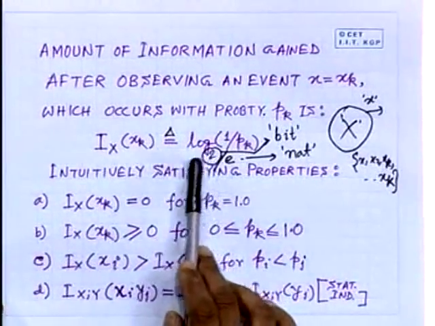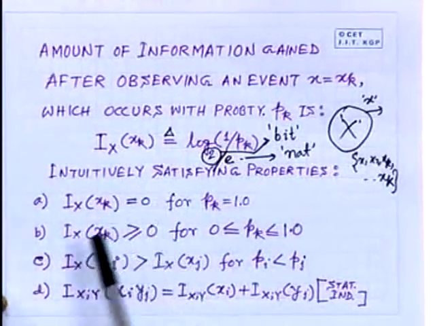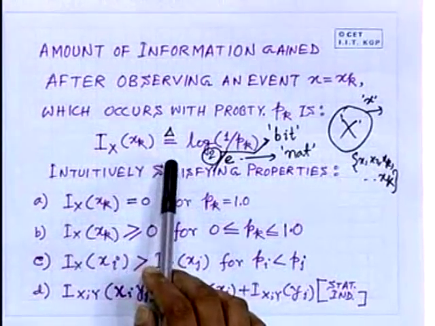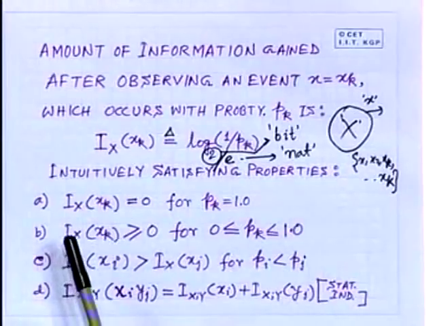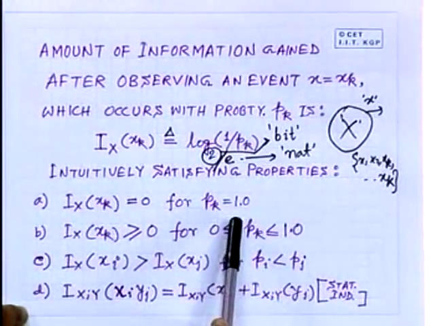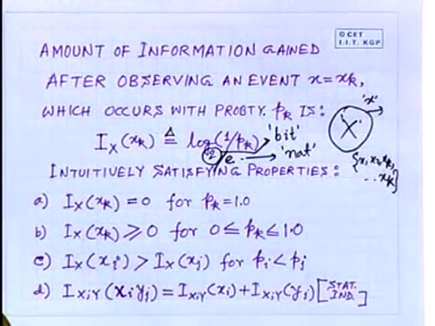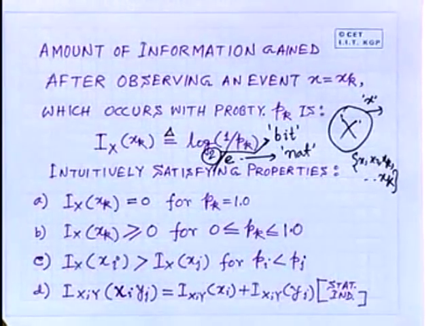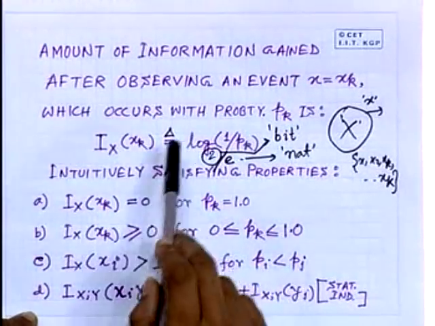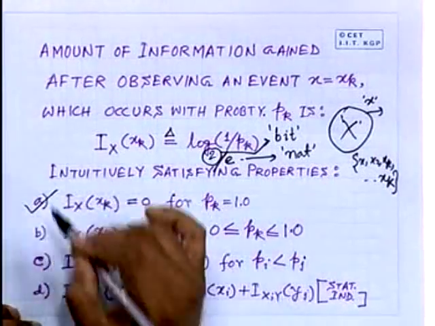By looking at this expression, one can perhaps satisfy oneself in terms of the following A, B, C, D. This definition is acceptable because it goes with our common sense. For example, if P of k is 1, that means the event is certain to happen, then do we say by common sense that I get something new, it was not unknown? Not like that. So, I of xk is 0 in that case. As per this expression, it is like that only.